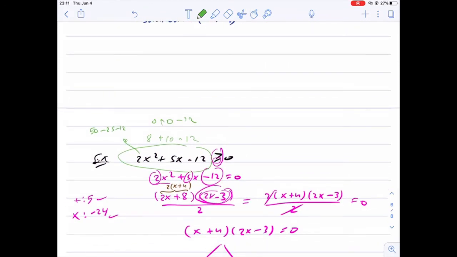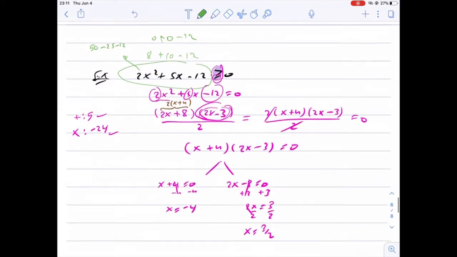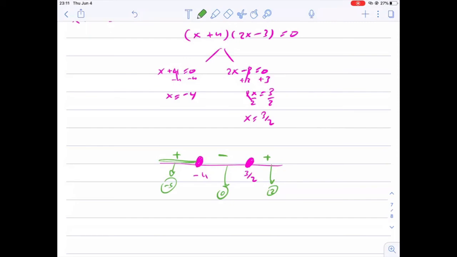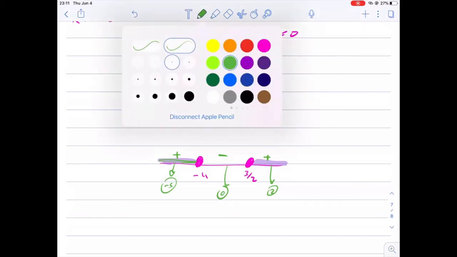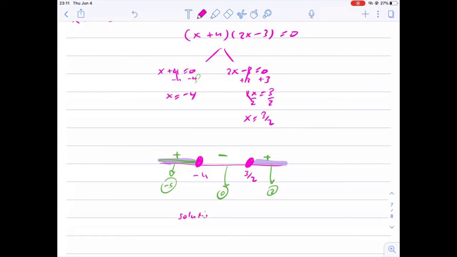Now, the inequality says the expression should be greater than or equal to 0. That means positive or equal to 0. So on this part and this part, the function is positive on these intervals. So the solution is negative infinity to negative 4, closed at negative 4, union from 3/2 to infinity. Union, that means we put it because we have two intervals or two solution sets, so in order to combine them we use the union symbol.